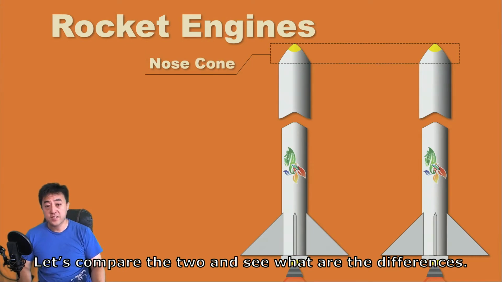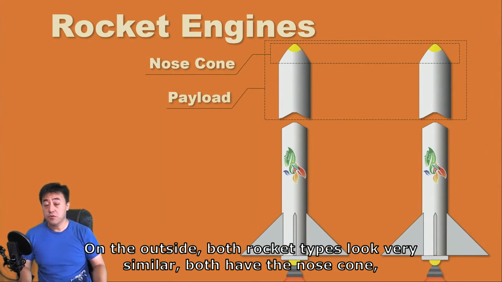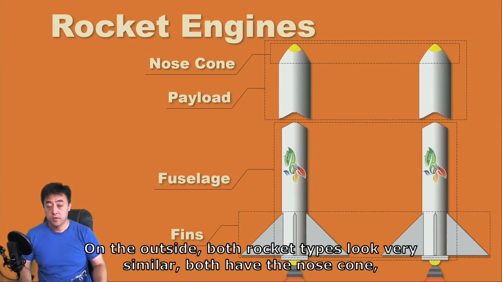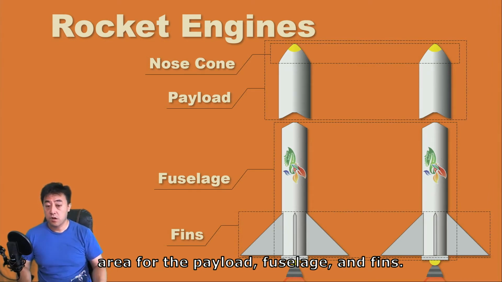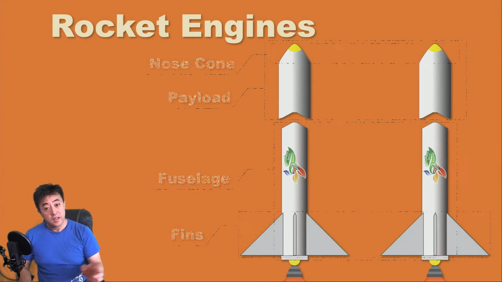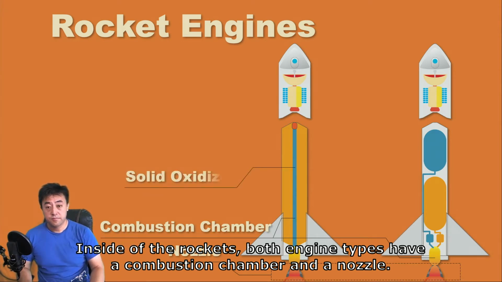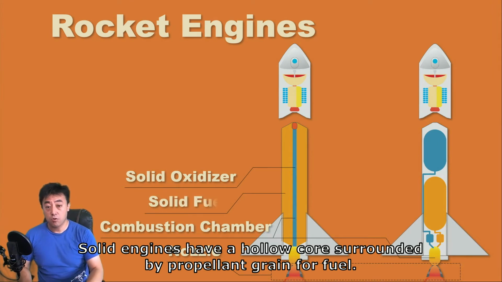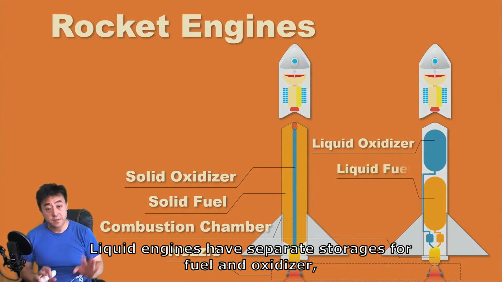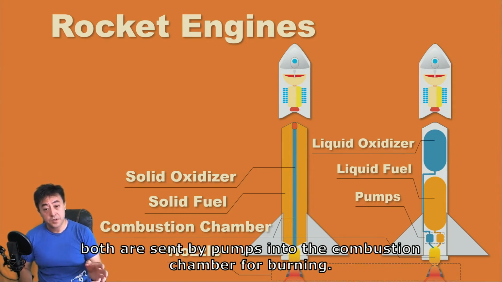Let's compare the two and see what the differences are. On the outside, both rocket types look very similar. Both have the nose cone, area for payload, fuselage, and fins. Inside the rockets, both engine types have a combustion chamber and a nozzle. Solid engines have a hollow core surrounded by the propellant grain for fuel. Liquid engines have separate storage for fuel and oxidizer. Both are sent by pumps into the combustion chambers for burning.